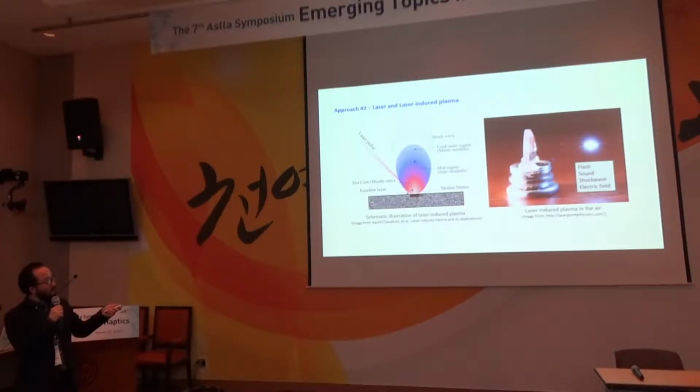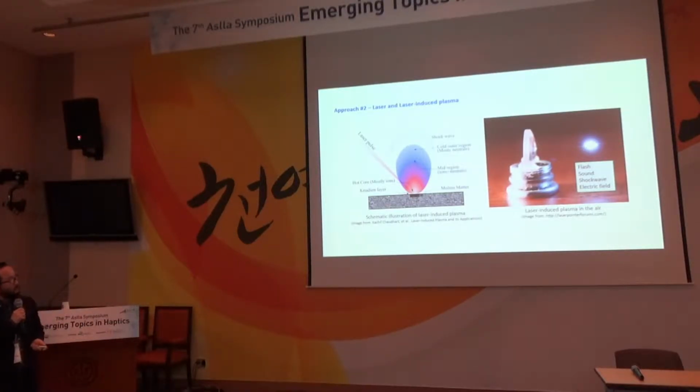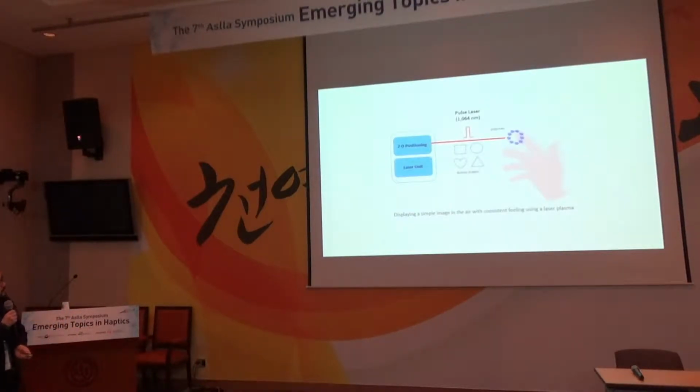When the plasma is formed in the air, four physical phenomena can occur concurrently. These are pressure, sound, shock wave, and electric field. We use the shock wave as a source of the mechanical tactile sensation, and pressure is used for making an image in the air. So this is our plasma-based approach, and the laser unit is here, and the 2D positioning unit is here.